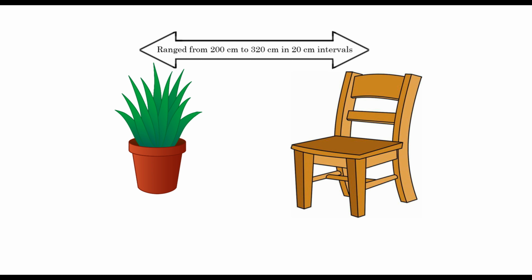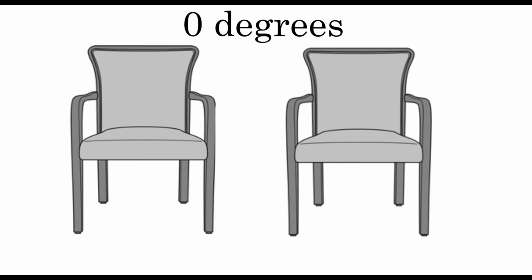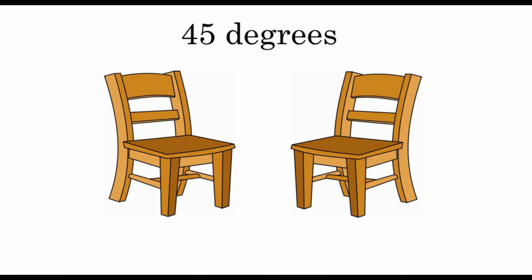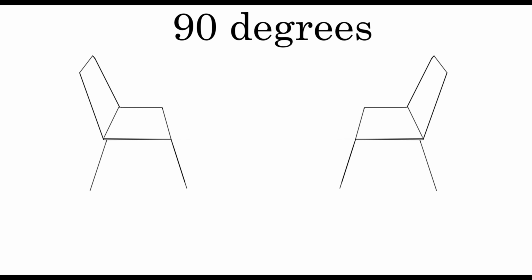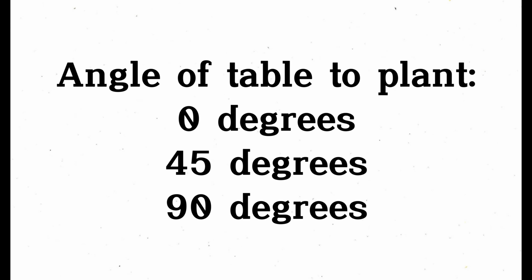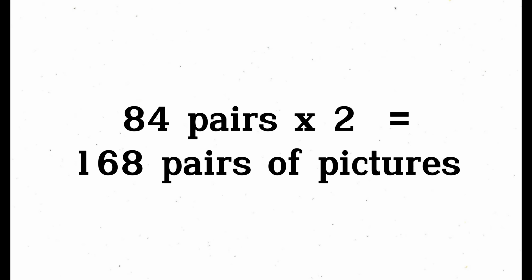centimeter intervals, the angle that the chairs faced each other, which was either 0 degrees, where both chairs faced forward, 45 degrees, or 90 degrees, where both chairs directly faced each other, and the angle of the table to the plant, which was either 0 degrees, 45 degrees, or it was 90 degrees. Each of the distances was compared with every other distance, and the 3 other variables were always the same in both pictures, but chosen randomly. In the end, 84 pairs of pictures were shown to each participant twice. This means that each participant picked from 168 pairs of photos.